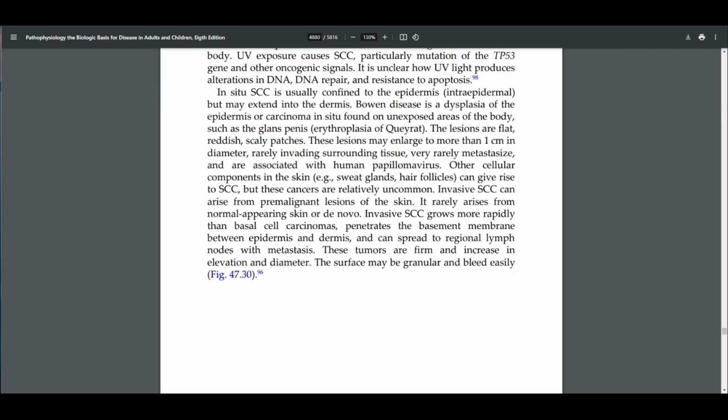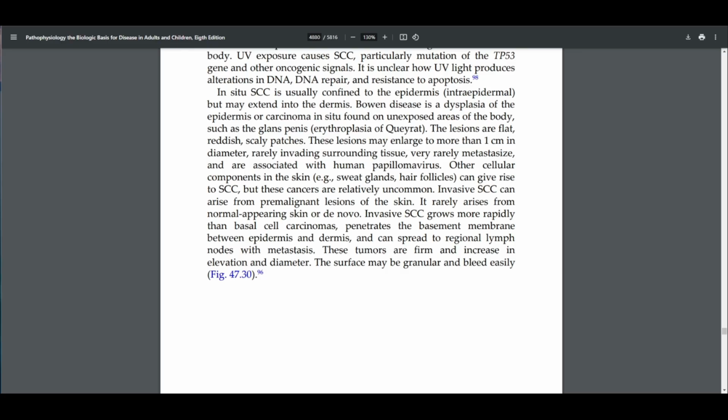Bowen disease is a dysplasia of the epidermis, or carcinoma in situ, found on exposed or unexposed areas of the body, such as the glans penis. The lesions are flat, reddish, scaly patches. These lesions may enlarge to more than 1 centimeter in diameter, rarely invade surrounding tissue, very rarely metastasize, and are associated with human papillomavirus.